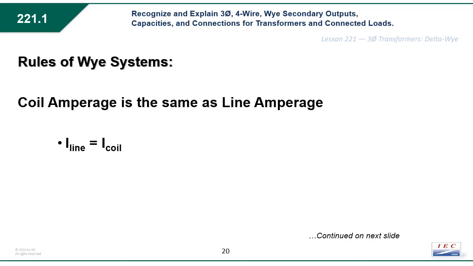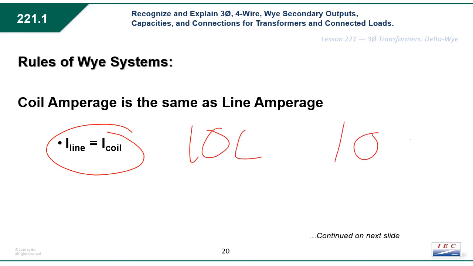Again, with rules of Y systems, coil amperage is the same as line amperage, meaning it's constant. If I have 10 amps in my line, I have 10 amps in my coil, period. Coil amperage is the same as line amperage of a Y system.